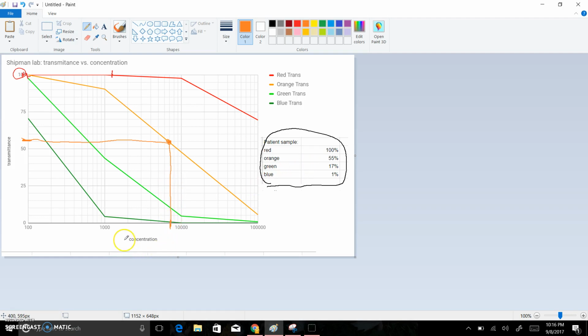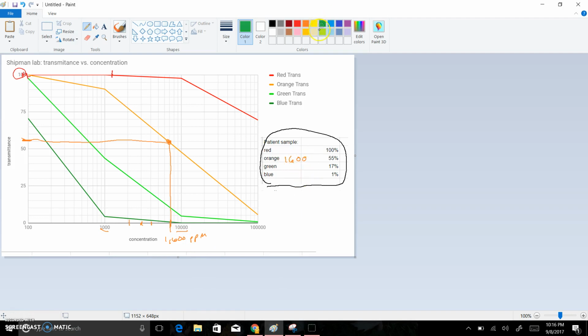Now I've got to look at what it is. This is a logarithmic curve. So this is 1,000 here, and this is 10,000 here. So this is 1,100, this is 1,200, this is 1,300, 1,400, 1,500, 1,600. I'd say it's 1,600 ppm for my orange light.